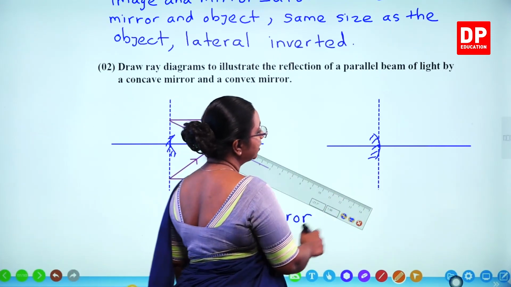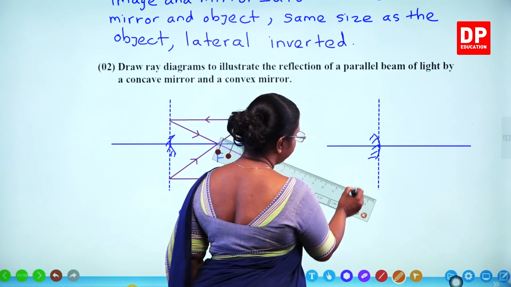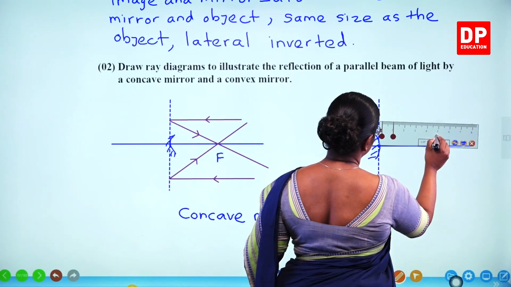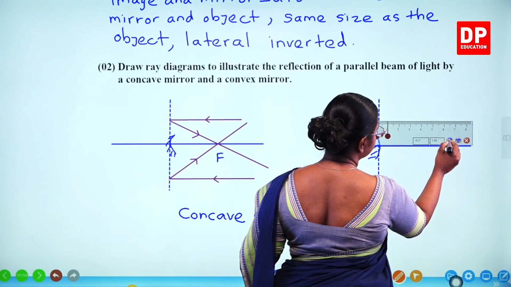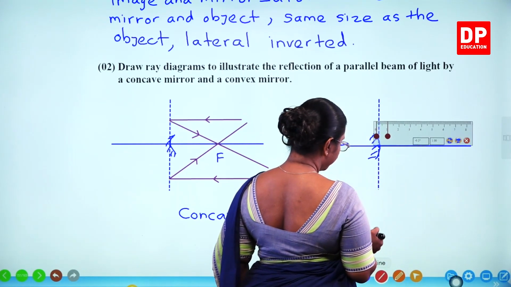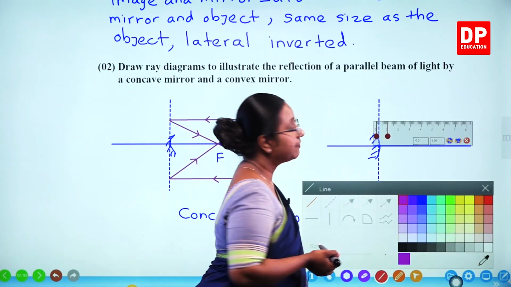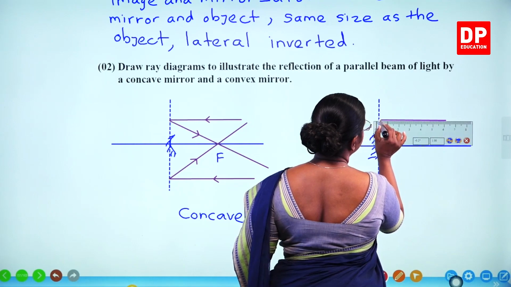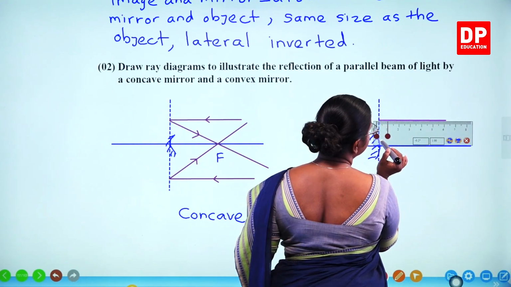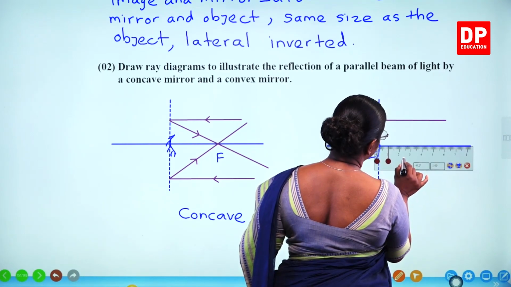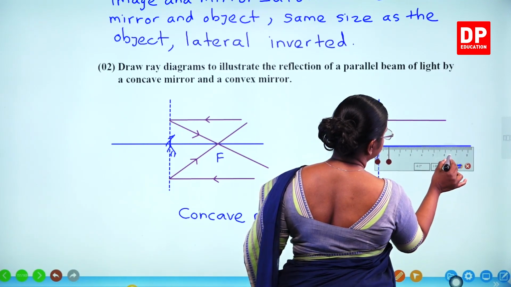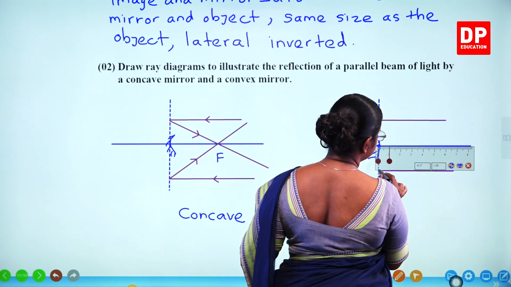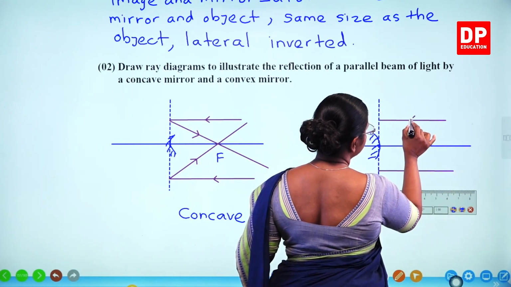Then what will happen to the convex mirror? Again we need to draw parallel rays. So to draw the parallel rays, right. Again I will use a different color so that it's easy for you all to differentiate the rays. So a ray coming parallel to the principal axis, another ray coming parallel to the principal axis. So those are the two rays.